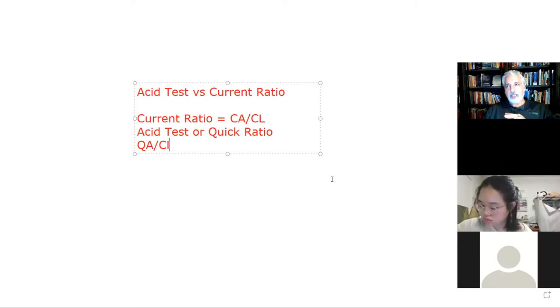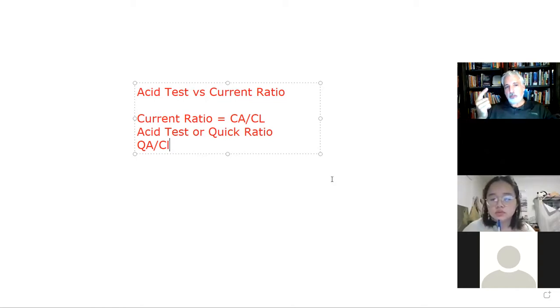So the kind of things, I'm sorry, inventory is not included. I don't know why I included that. Because inventory can be obsolete. It can be sitting there. As a matter of fact, banks like using the acid test ratio or the quick ratio better than the current ratio because they're going to get rid of the stuff that's not going to be very liquid.